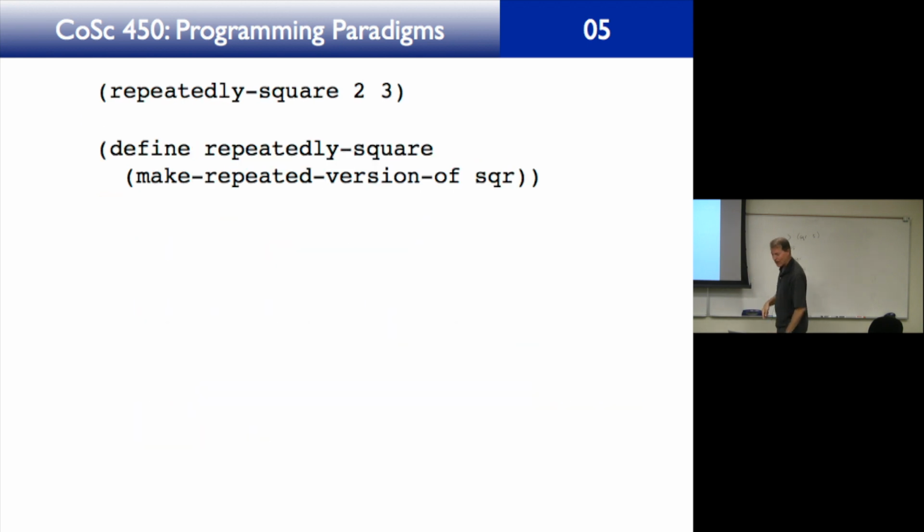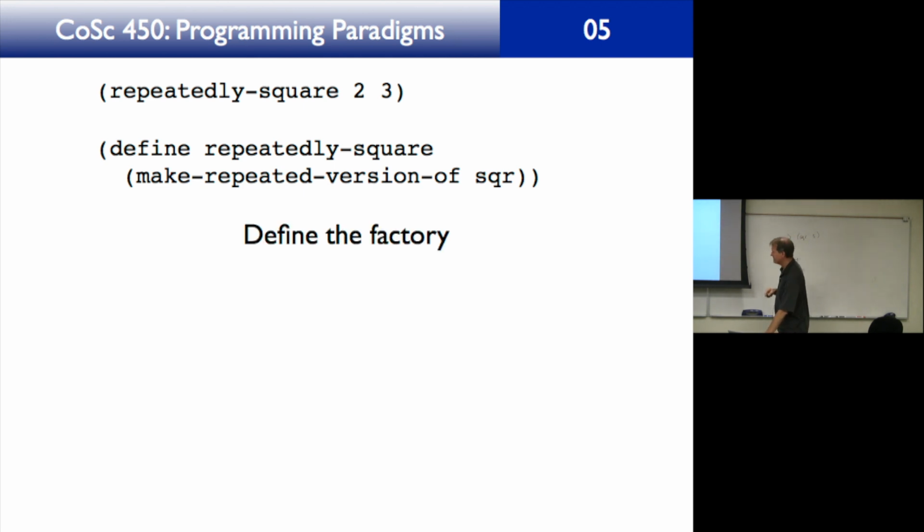Okay, so are you ready to see? Can you see without cheating by looking at the book? How can you write this code? Can we write this code? Let's see if we can. So here is the function that we want. This is an example of calling the function that is going to get returned, repeatedly square 2, 3. And the way we're going to define this is define repeatedly square, make repeated version of SQR. So now let's define the factory.